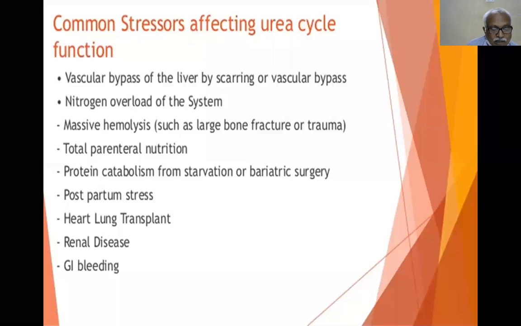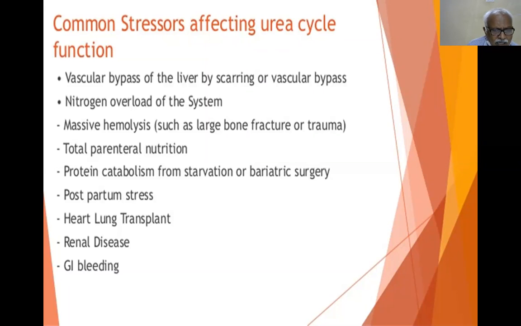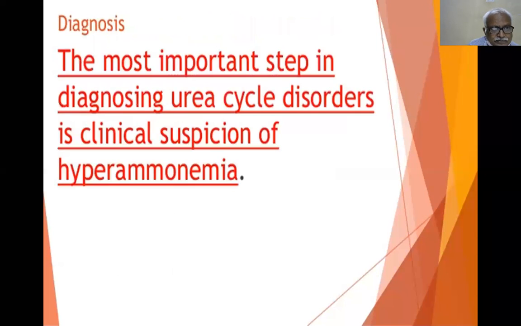So protein catabolism and starvation or bariatric surgery will lead to the common stressor affecting the urea cycle function. Postpartum stress is most common in India in rural areas. Heart lung transplant, renal disease, gastrointestinal bleeding.